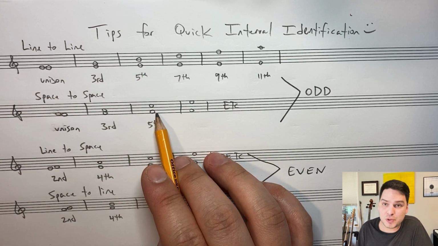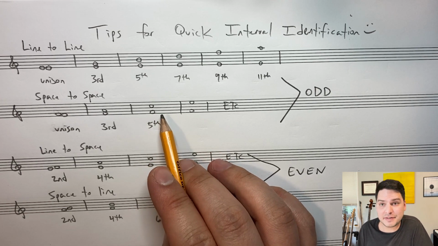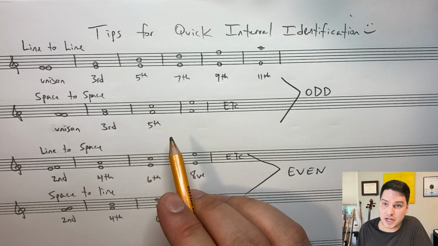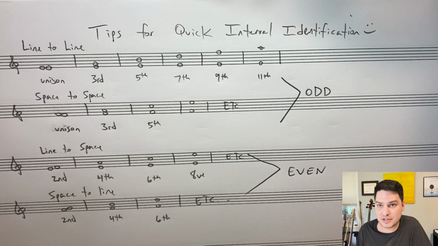And that's going to be true if it were 2 spaces away as well. Now, we're not necessarily identifying what kind of 5th it is. We just know it's a 5th. So we understand the interval size. So when we're talking about these quick identification tips, we're talking specifically about size.